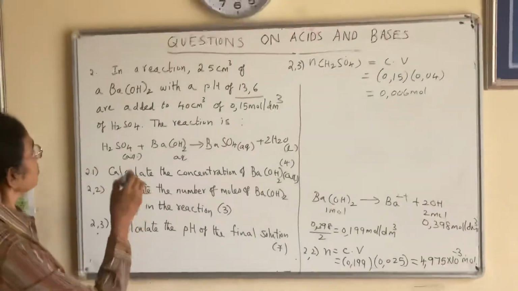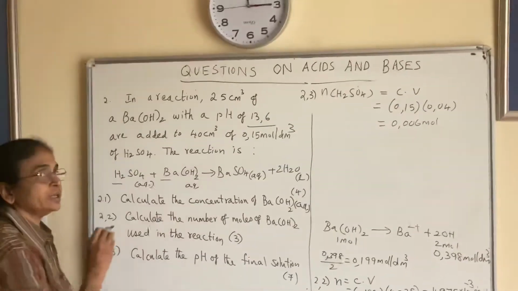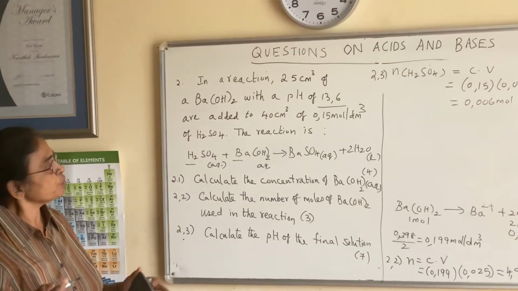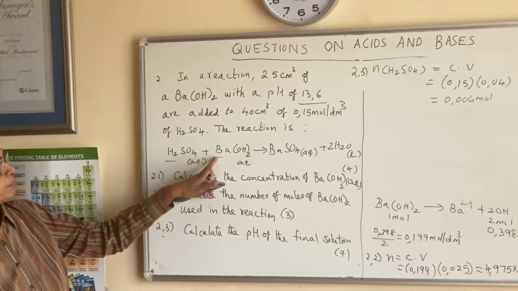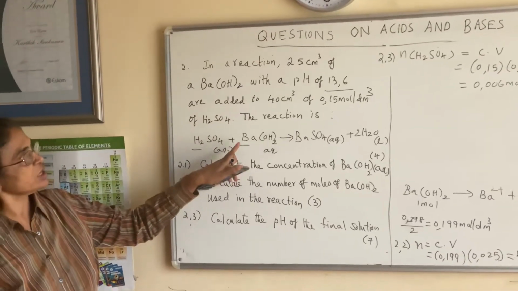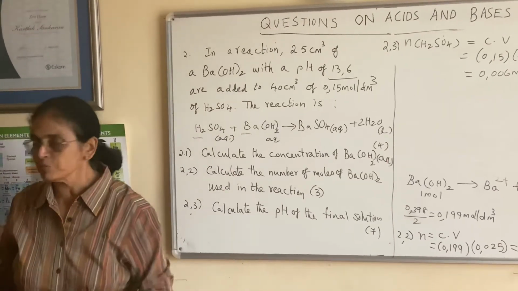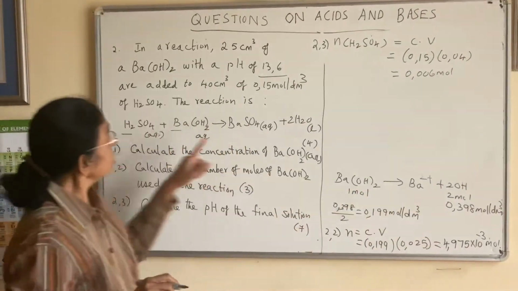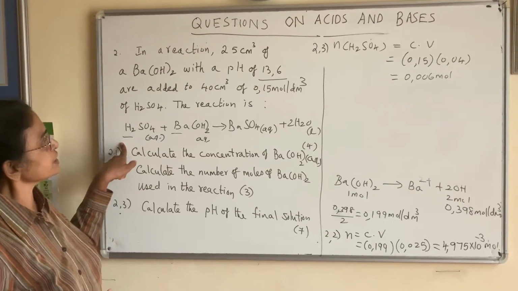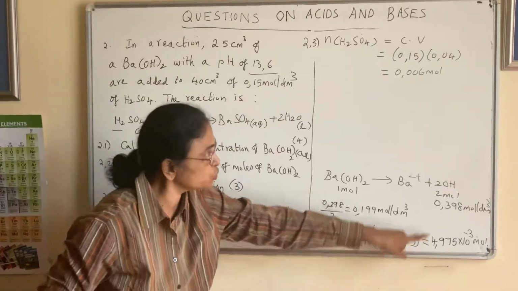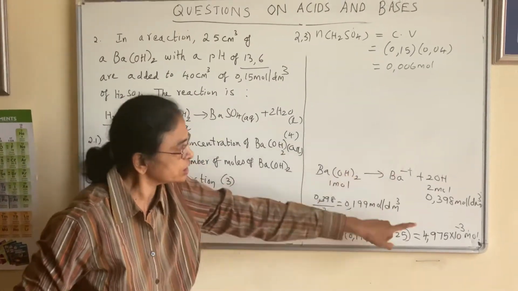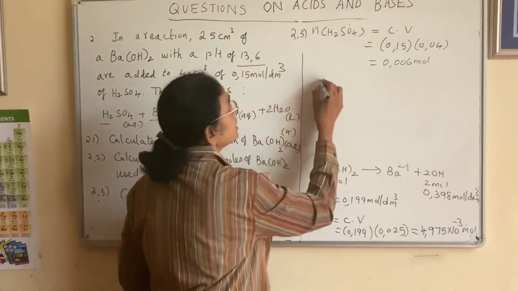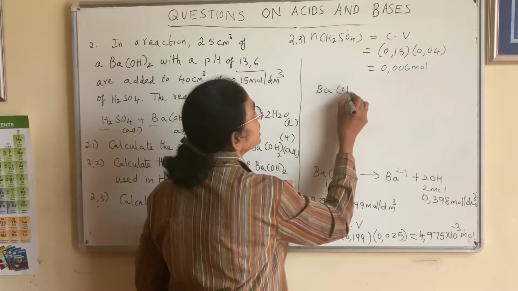So when you look at the mole ratio, in grade 11 you learned how to do the limiting reagent. We have to divide the number of moles by the coefficient to find the limiting reagent. For barium hydroxide, the coefficient is 1. When you divide it, you get the same thing. When you divide the number of moles of sulfuric acid by 1, you get this. Among these two, which one is the smallest? The smallest one is this one. So barium hydroxide is the limiting reagent.